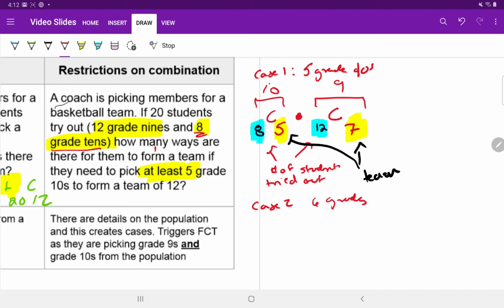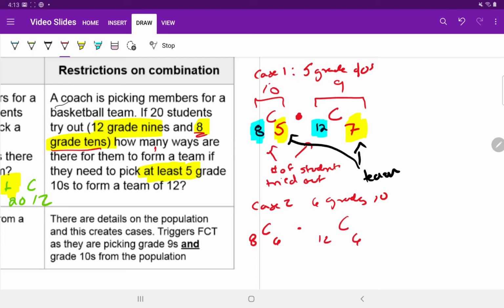Because it says at least 5 grade 10s, so 6 grade 10s also satisfies that, right? Because 6 is definitely at least 5. So what I'm going to do is the exact same setup. I'm going to say 8 choose 6 times 12 choose 6.